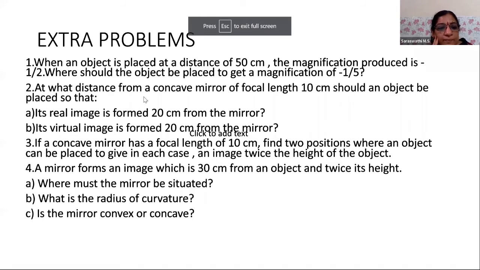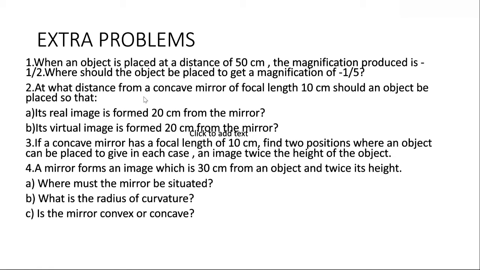Next up. If a concave mirror has a focal length of 10 centimeters, find two positions where the object can be placed to give, in each case, an image twice the size of the object. So what should the magnification be taken as here? Greater than 1. 2. 2 is the magnification. In a concave mirror, two enlarged images are possible.